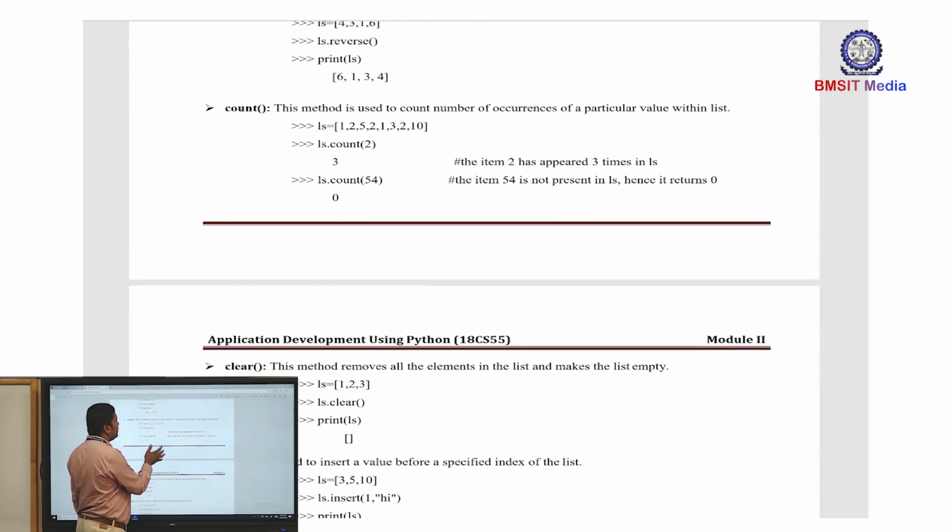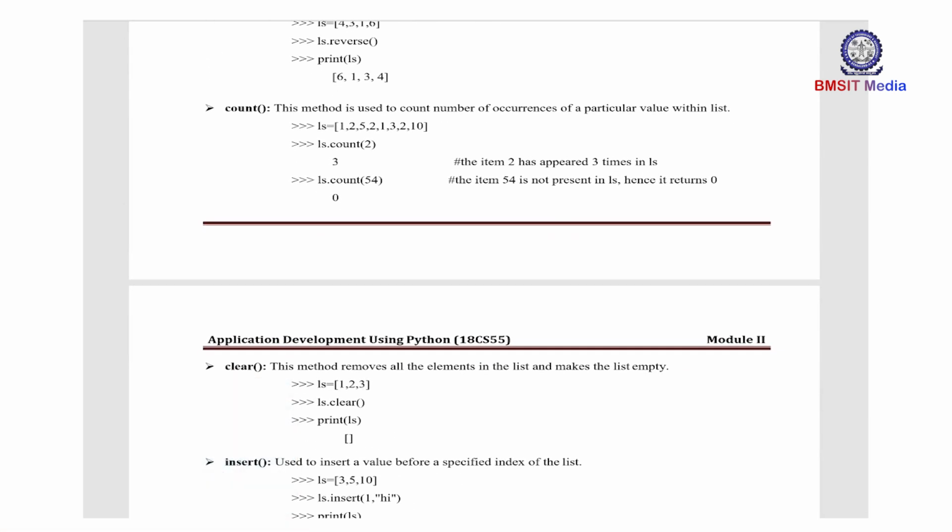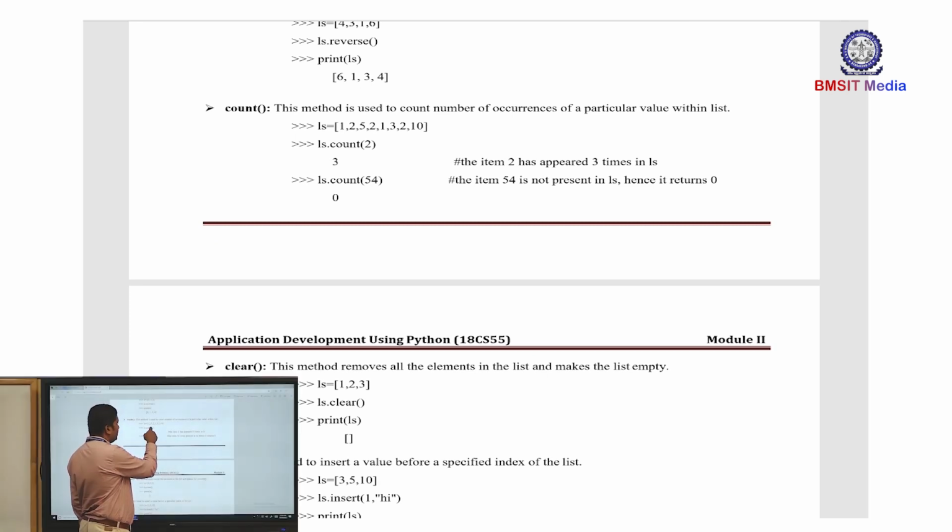Next, the count method. As I have already explained, what does this count do? Count actually gives the number of occurrences of the value that you pass, mind it. It is not the count of the total list, it is the count of whatever value you pass. For example, ls is equal to 1, 2, 5, 2, 1. Randomly I have given some integers here. So 2 is repeated 3 times, correct?